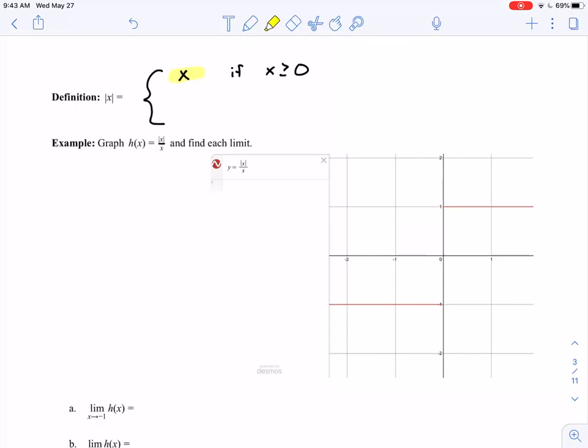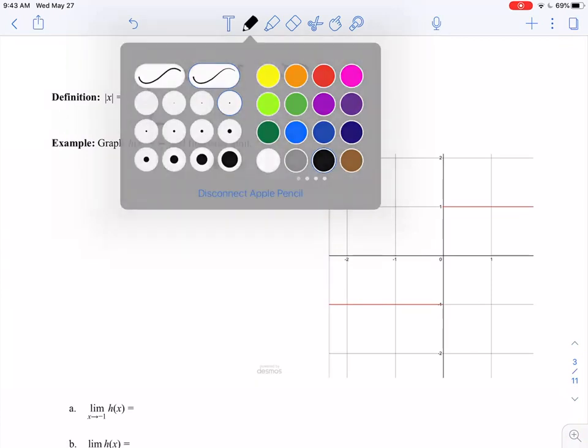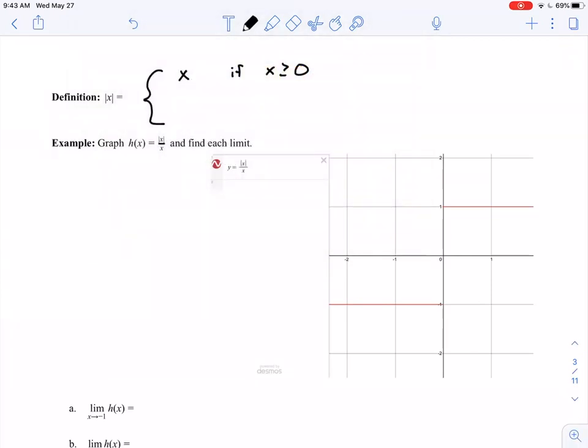So absolute value of 5 is just 5. But then we know, okay, what happens if you take absolute value of negative 5, right? Then you change the sign. So the way we do that mathematically is we just multiply by a negative 1. So negative x if x is less than 0. So this says, hey, if x is less than 0, you change the sign on whatever that number is. So if you have a negative number, you just change the sign. That's what absolute value does to it.